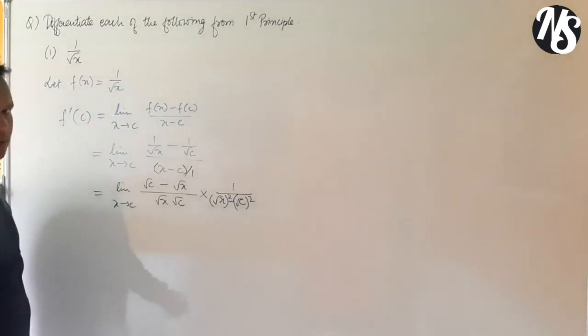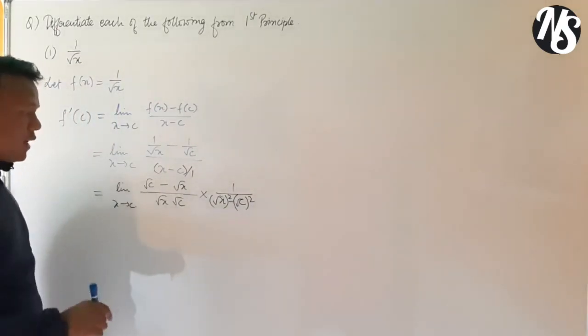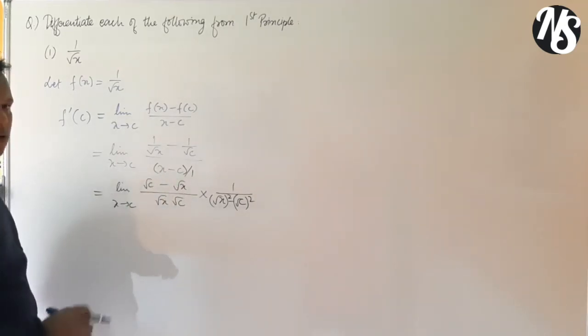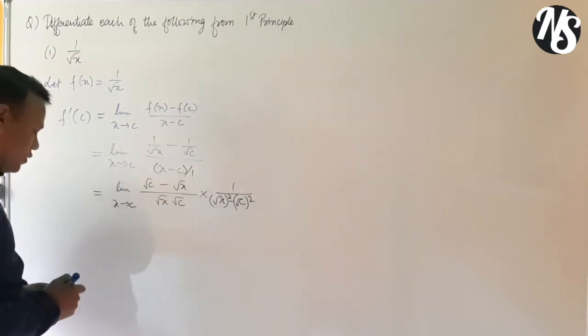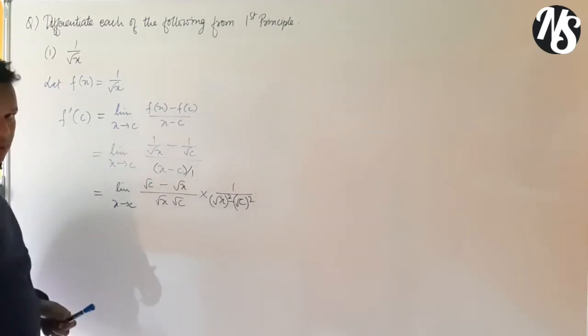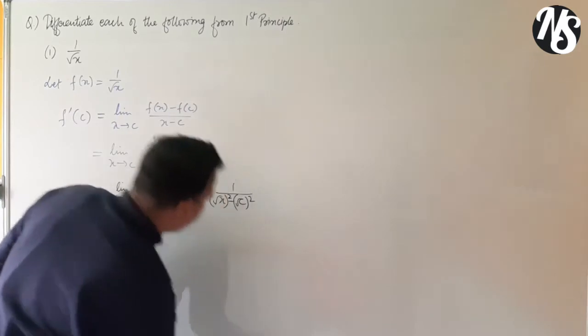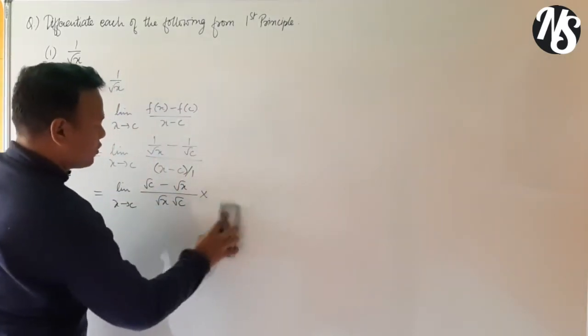Can I do that? Yes, definitely. Why am I doing that? Because I want to get rid of this. Or in other words, what you can do here is rationalize the numerator. Okay, so let me do that. Let me rationalize the numerator, because you might get confused out here.